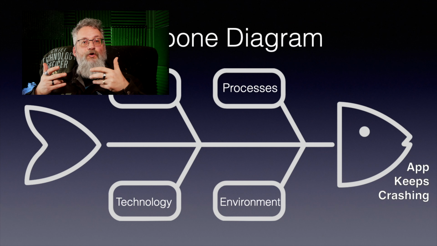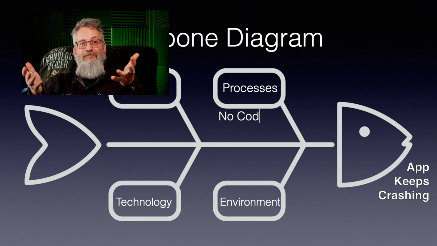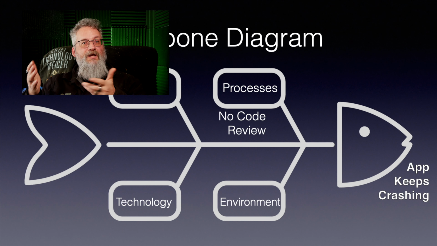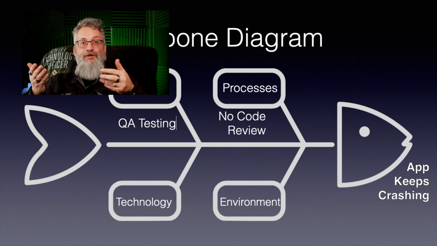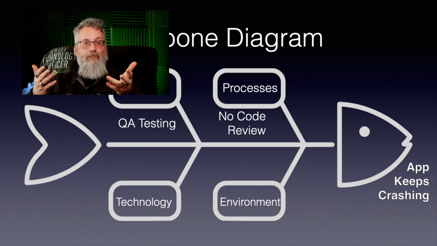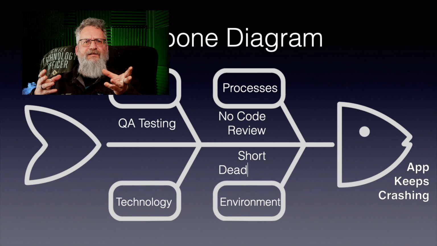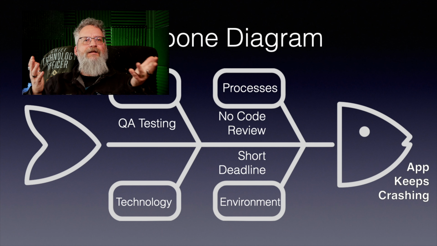Next, under each category, start brainstorming possible causes. For example, under people, you might find that QA isn't testing on all supported devices. For processes, there may be no formal code review process in place. Under technology, your server might be running out of memory. And for environment, tight deadlines might be making everyone rush, leading to mistakes.